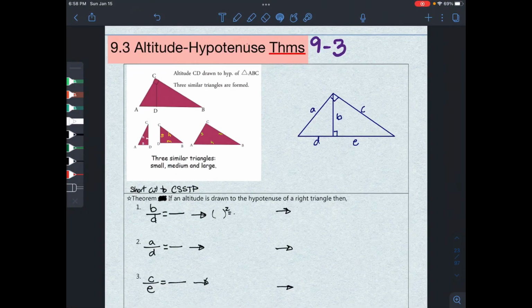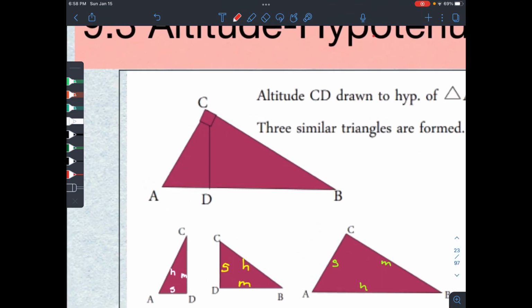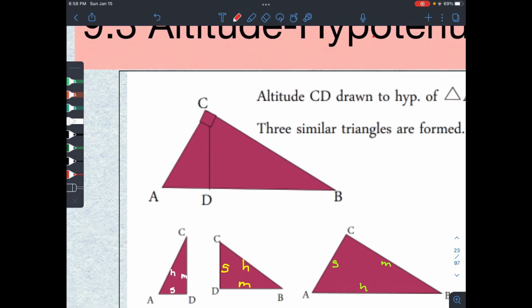Well, here we go. Lesson 9.3, altitude and hypotenuse theorems. So this is all about taking a right triangle, flipping it onto its hypotenuse with the 90 degrees sticking up, and then drawing an altitude down from there. Your shapes might be rotated in the chapter, but in the unit, just flip them this way so you can orientate them to your notes. All right.